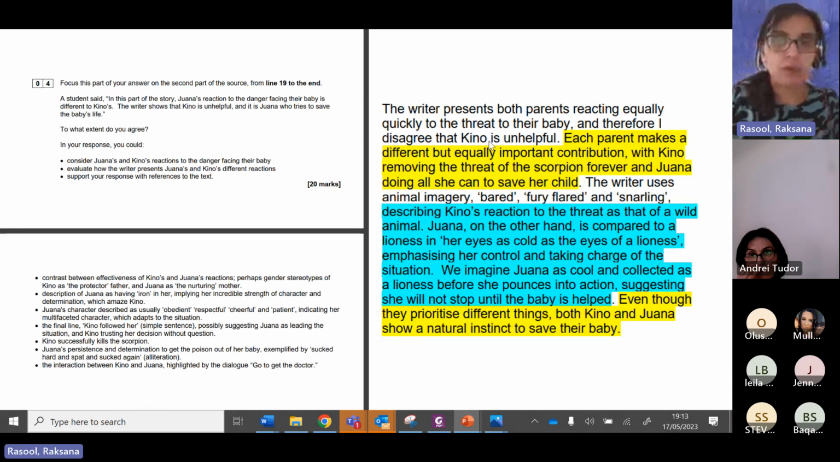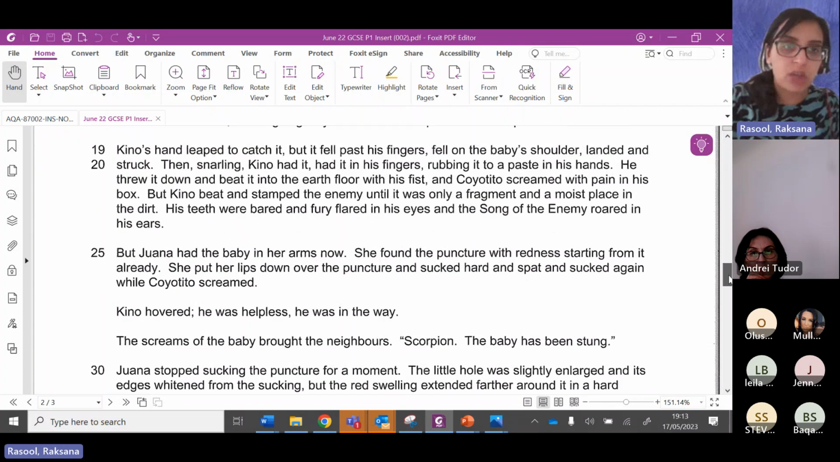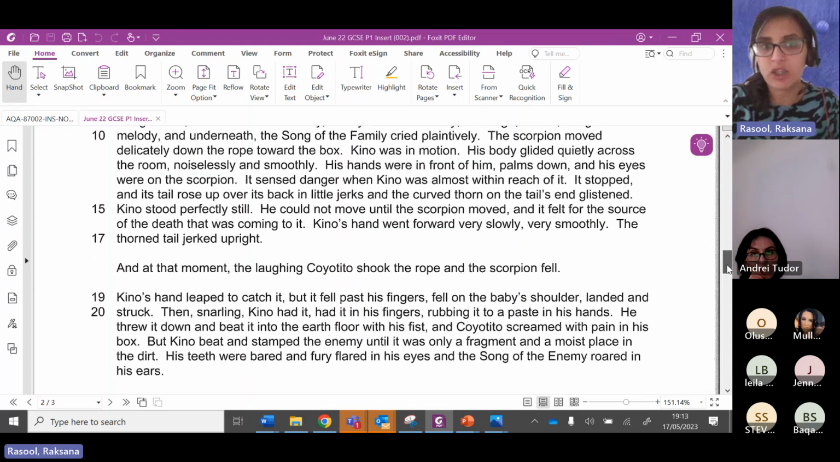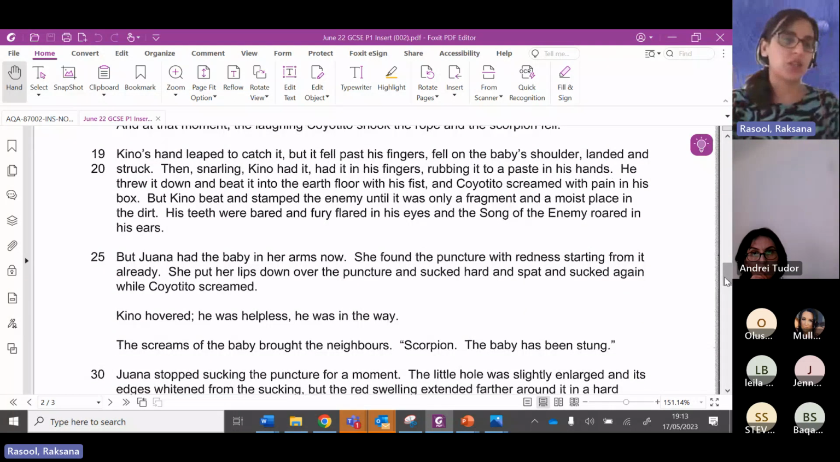Okay, they haven't mentioned anything before line 19, because they talk about each parent making a different but important contribution. Kino removes the threat of the scorpion, and that's what he's doing here. He kills it here. It doesn't actually mention that he tried to catch it before then. So you could say, because the question is only from this line onwards, is he unhelpful? And the answer is no, he's not, because he kills the scorpion. He protects his wife and he protects his son from another bite. You wouldn't necessarily have to mention anything from above. You could, but you'd only give it a one-line mention.